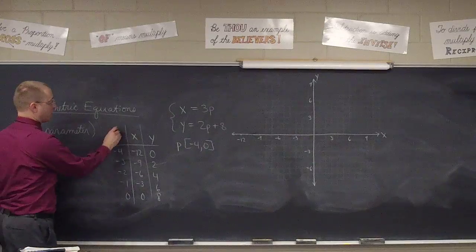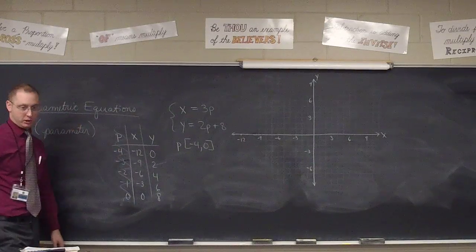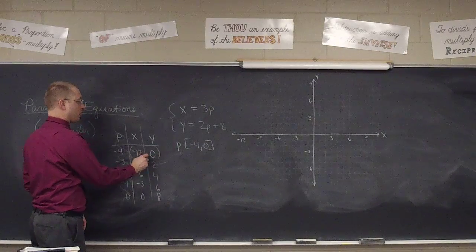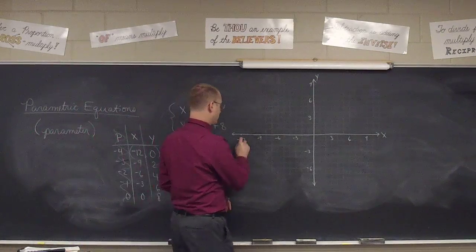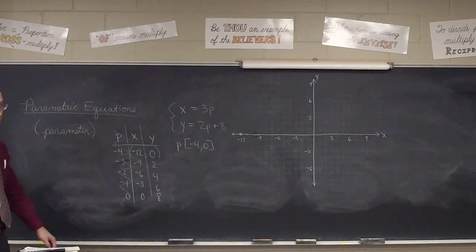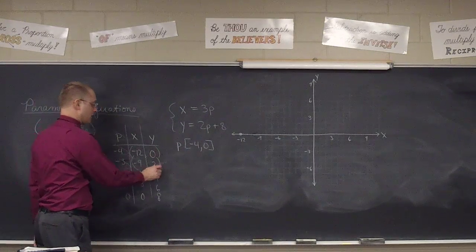Negative 12, 0. Good. Remember, if you want to just scribble out the parameter column before you try graphing, just to make sure it doesn't throw you off, negative 12, 0 is the first point that we need to plot. So negative 12, 0 right here on the negative x-axis. All right, then, Quentin? Negative 9, 2.